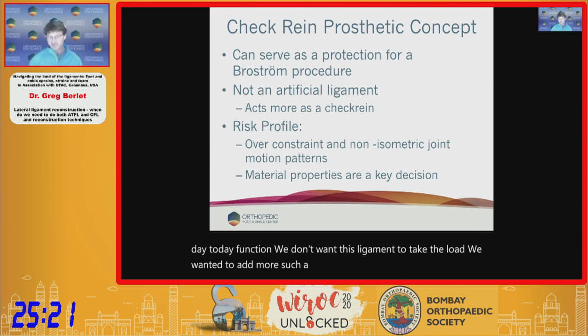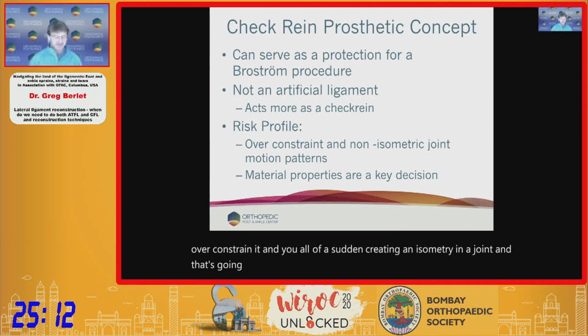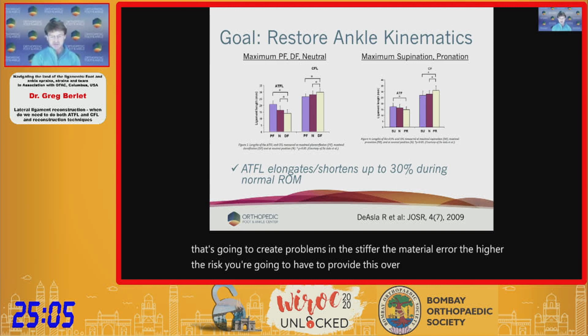So what follows, the risk profile is you over-constrain it, and you all of a sudden create non-isometry in the joint, and that's going to create problems. And the stiffer the material you are, the higher the risk you're going to have to provide this over-constraint. So let's look at a little bit of data here.